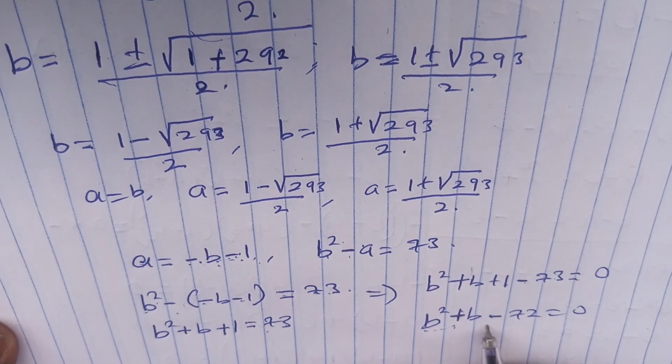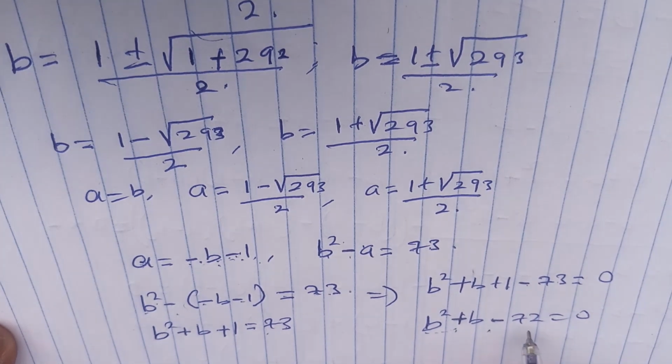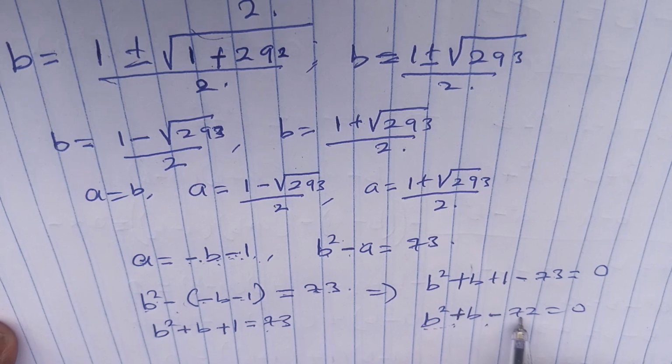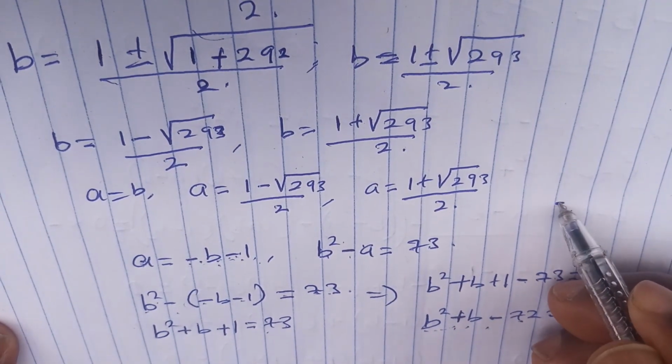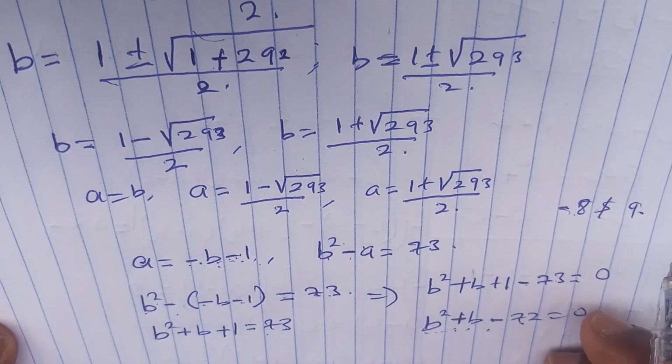So what are we going to do? We are going to think of two numbers. When we multiply those two numbers, we get negative 72, and when we add them, we get positive 1. So those two numbers are negative 8 and 9.